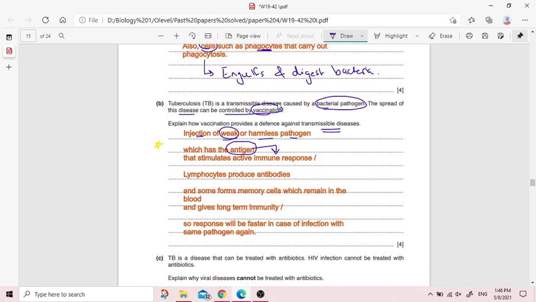When the active immunity works, lymphocytes produce antibodies, and some of them form memory cells. This is the most important thing in the vaccination. The memory cells remain in the blood and give you long-term immunity. It gives me immunity that will stay with me for a long time. So if you are infected again, the response will be faster. This is the importance of the vaccination.